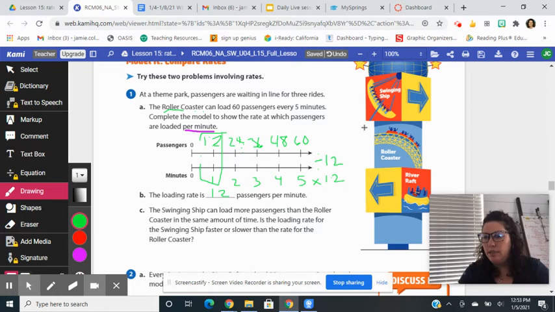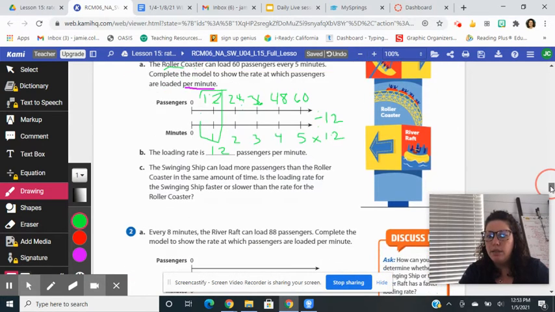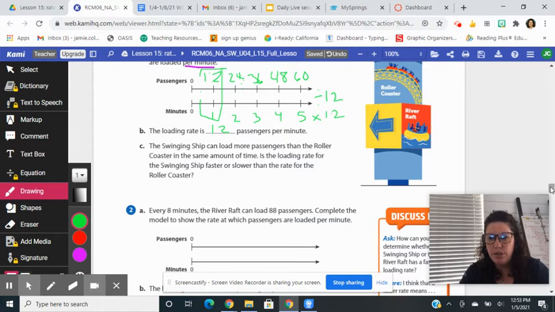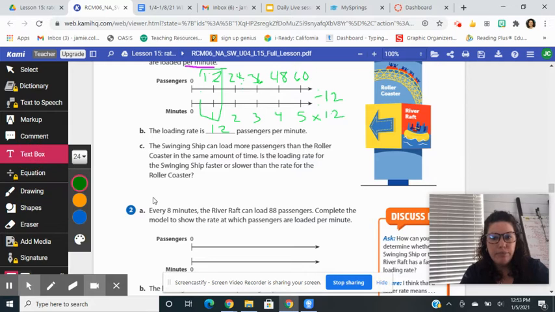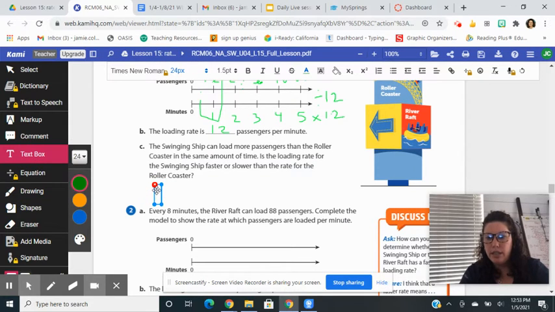Okay, let's look at C. The swinging ship can load more passengers than the roller coaster in the same amount of time. Is the loading rate for the swinging ship faster or slower than the rate for the roller coaster? Well, if they can load more passengers in 1 minute than 12, which is what the roller coaster can do, then it would be a faster rate. So I'm just going to put faster rate. There we go.